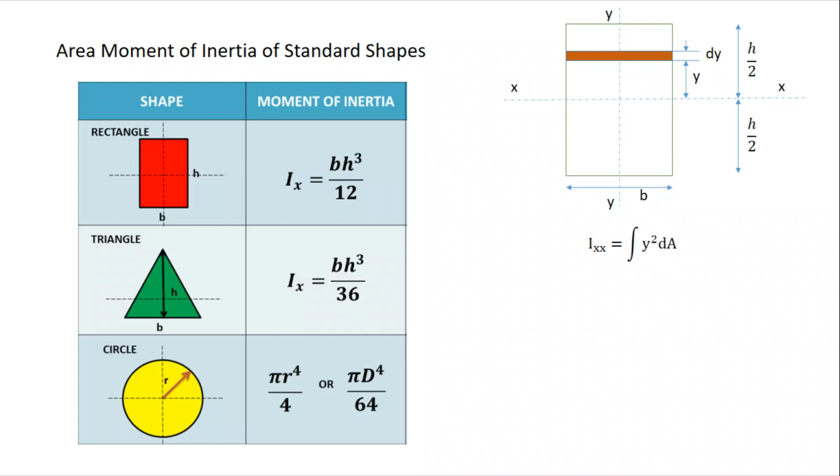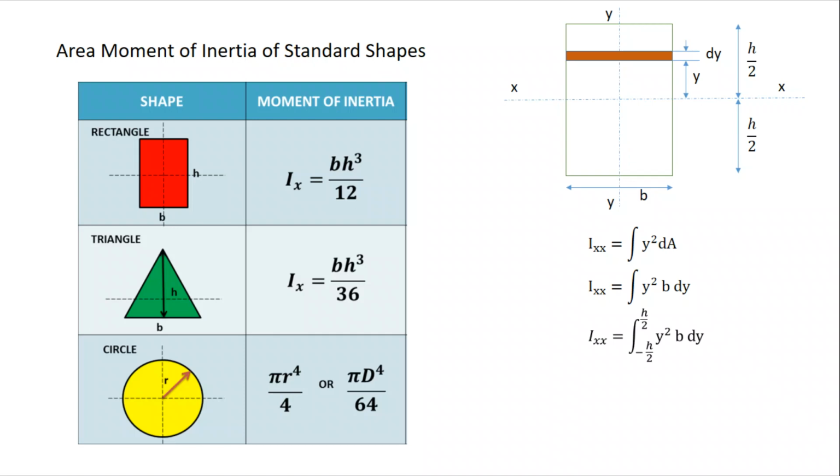Then we know the formula of the second moment of inertia. Moment of inertia about the x-axis is the integration of y square dA. How do we calculate the area? In this case, it is width b into height dy. So put this value in the equation. So Ixx is equal to the integration of y square, where the area is b into dy.